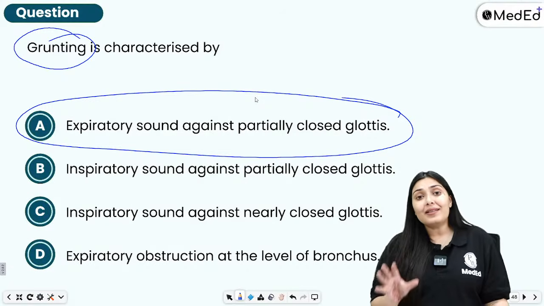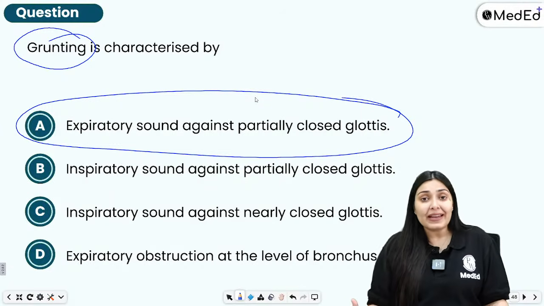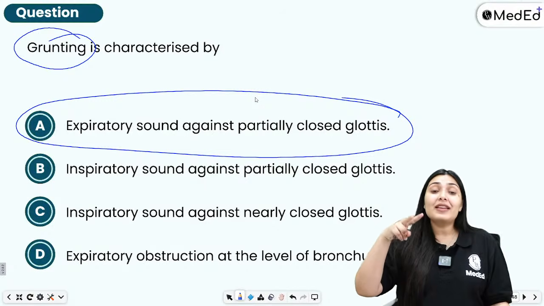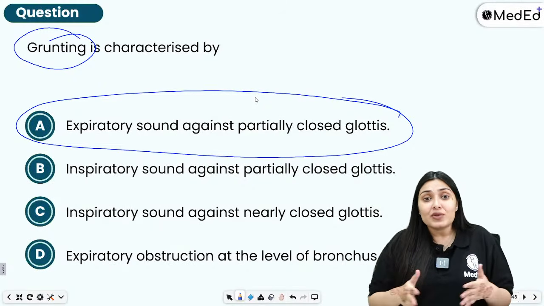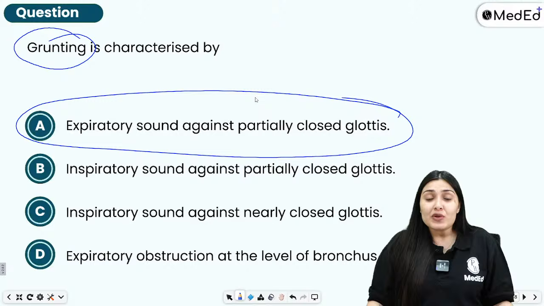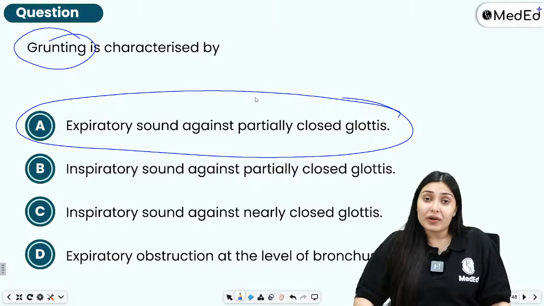So understand, grunting is actually a protective sign where the child is expiring against a partially closed glottis so that some of the air stays in the lungs, so that the lungs stay open. So this is an expiratory sound against a partially closed glottis.